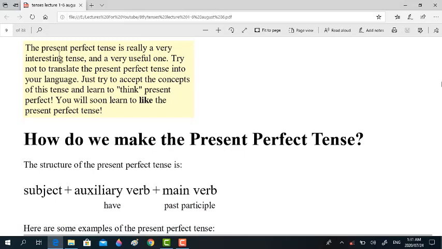The present perfect tense is really a very interesting tense and a very useful one. Okay, it is considered to be one of the most useful tenses. We often use the present perfect tense. We have to come across this tense to carry on our business of life and daily routines. Try not to translate the present perfect tense into your language. Just try to accept the concepts of this tense and learn to think present perfect. You will soon learn to like the present perfect tense, right? Okay.